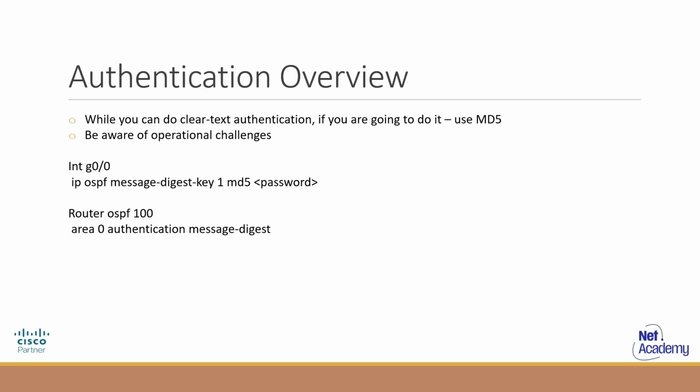You do need to be aware, though, of some of the operational challenges in doing this kind of authentication. So, for example, if your key doesn't match, or if you have to rotate keys on a regular basis, your adjacencies will be down until you get them to match. So you just need to think about that. It's a pretty simple configuration. You go into the interface to define the key, and you go into the routing process to turn on authentication in the area.